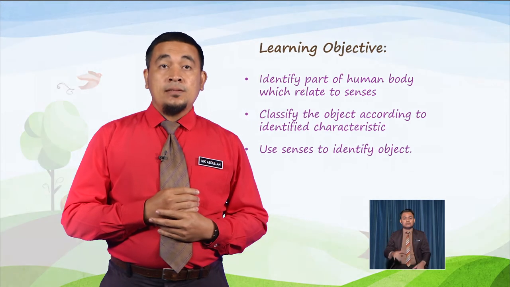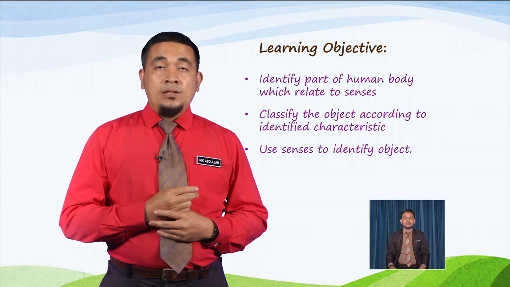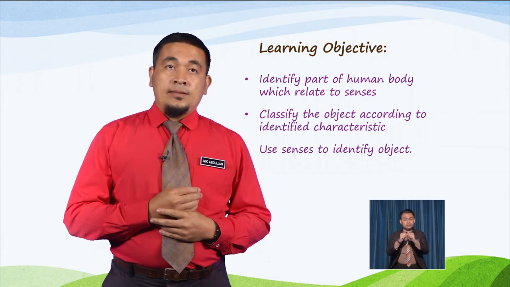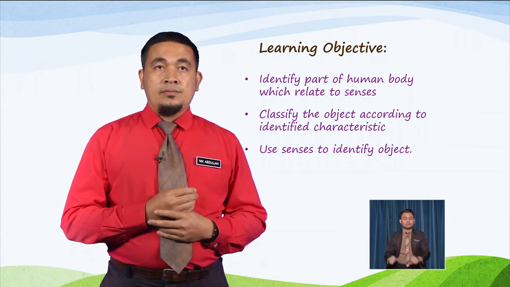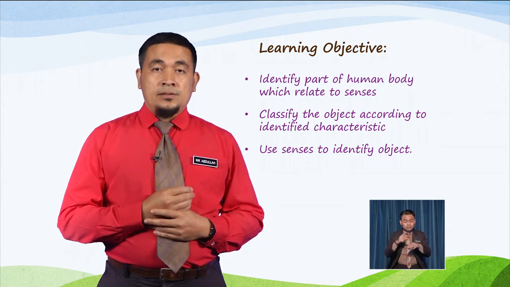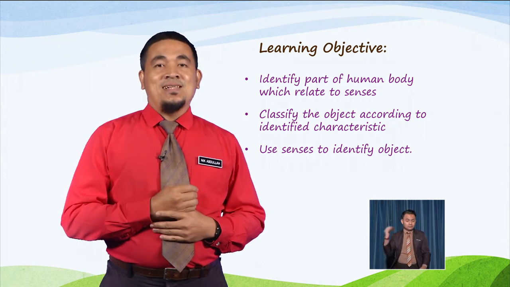There are three learning objectives for our lesson today. First, you will be able to identify the parts of the human body which are related to senses. Second, you will be able to classify the objects according to identified characteristics. And third, you will be able to use your senses to identify objects. Let's begin our lesson.